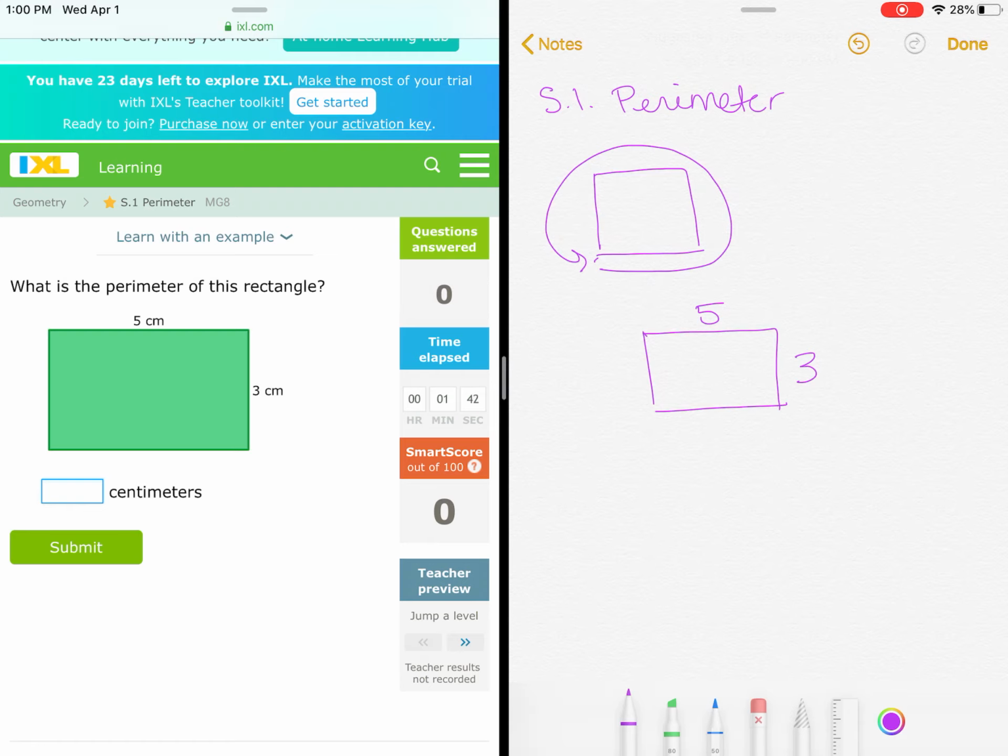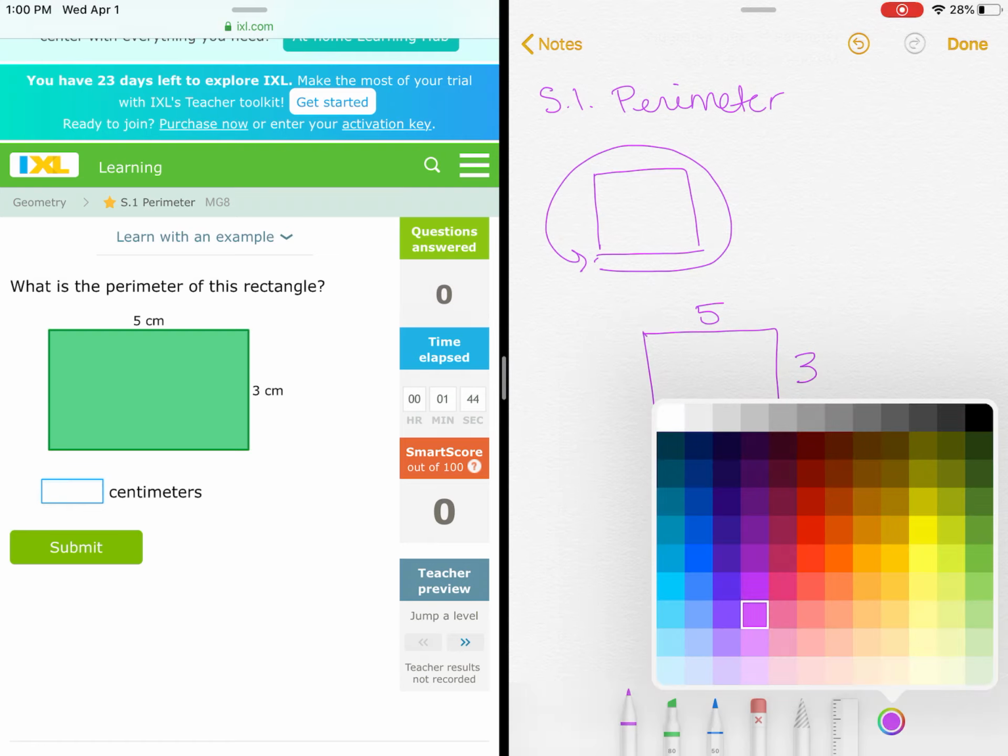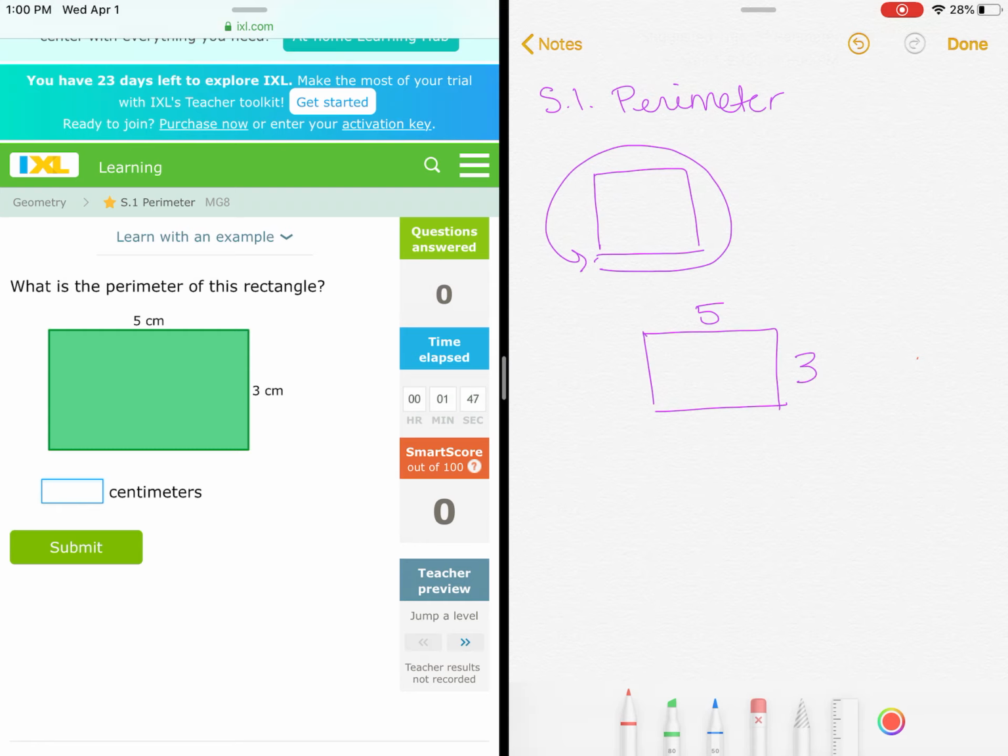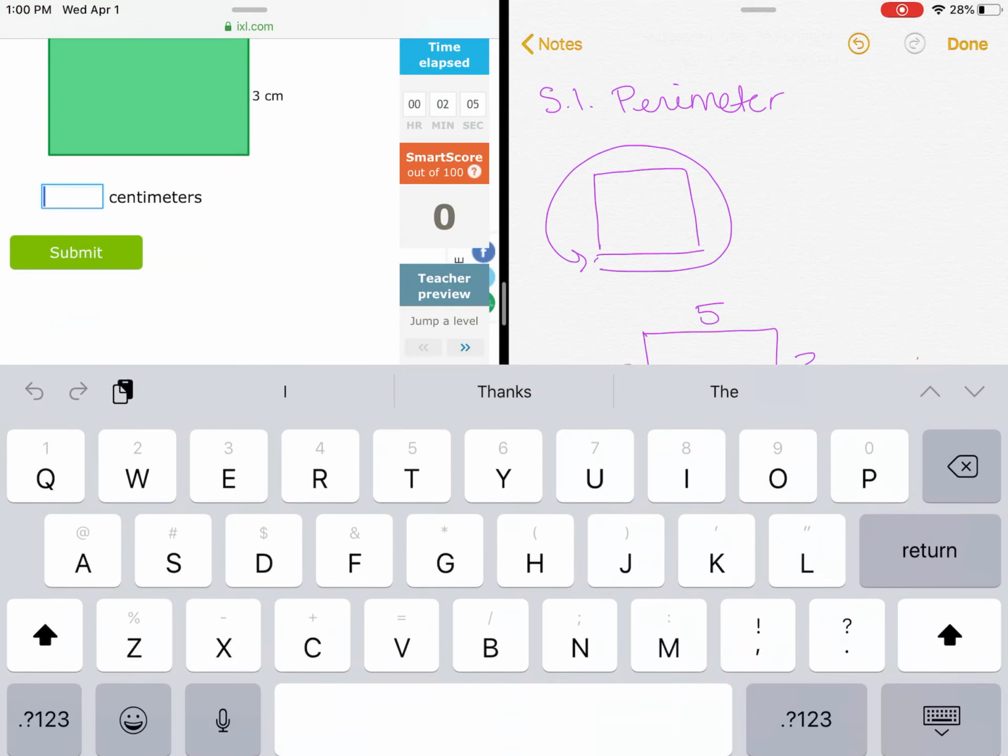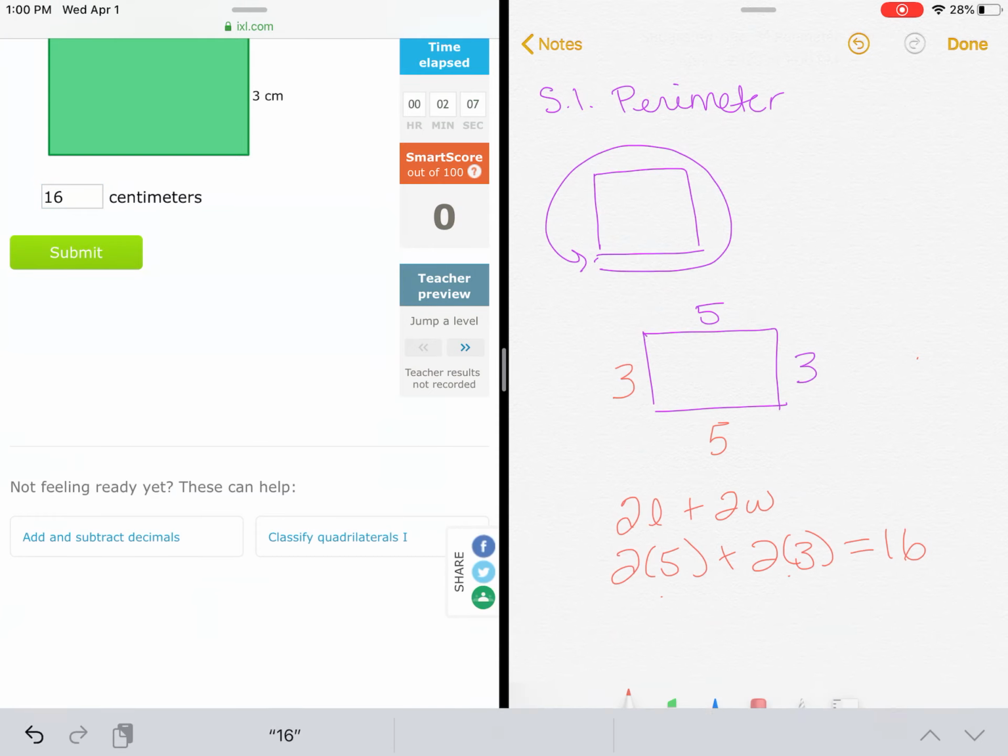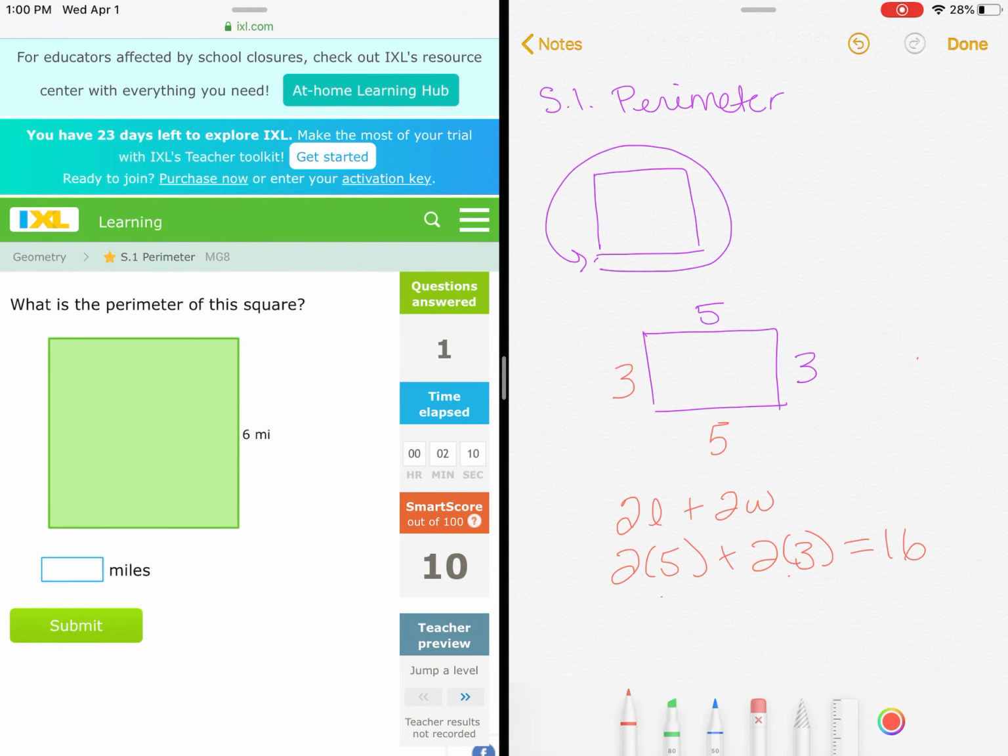Well, if it's a rectangle, then I know that its opposite sides are the same, and so I have those. There are a couple of ways that you can do that. One is the formula 2 lengths plus 2 widths is the perimeter. So 2 times 5 plus 2 times 3 is 10 plus 6, which is 16. Another way to calculate that would be to simply add them after you've labeled them. So 3 plus 5 is 8, plus 3 is 11, plus 5 more is 16.